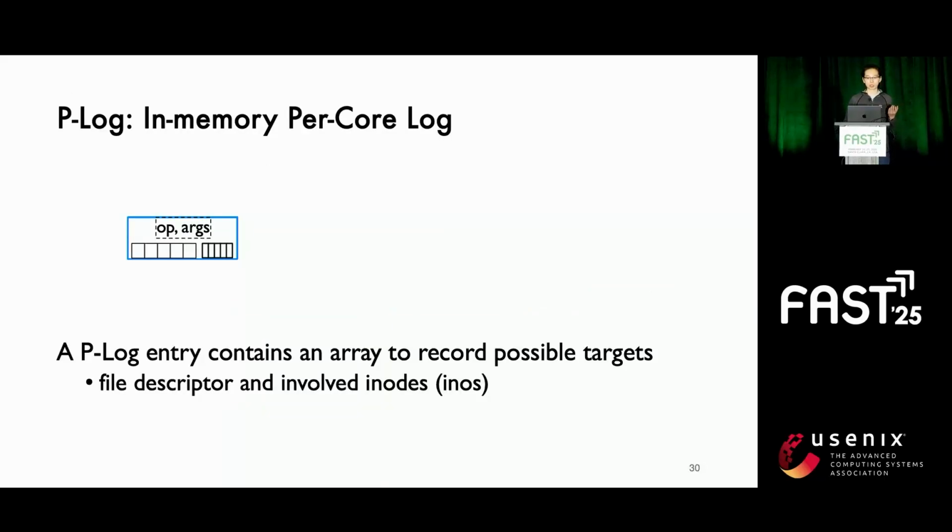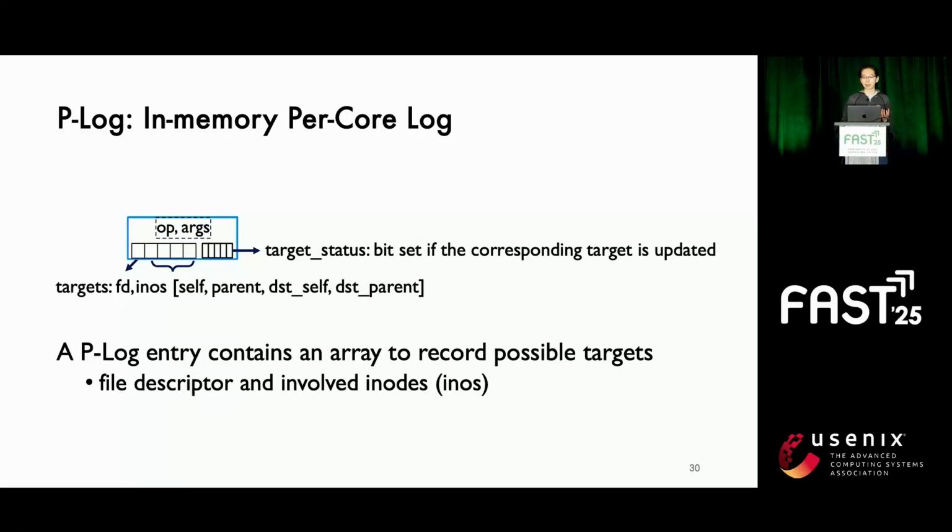We design a new data structure, plog, that addresses the issues. Plog is an in-memory proclog that records the operations and other information. As shown in the example, a plog entry contains an array to record the possible targets. The first element is the file descriptor, and the rest are possible inode numbers, including the target inode, the parent, the destination, and the destination parent. It also includes a bitmap that tracks whether these operations' updates of those targets are still contributing to the state gap.